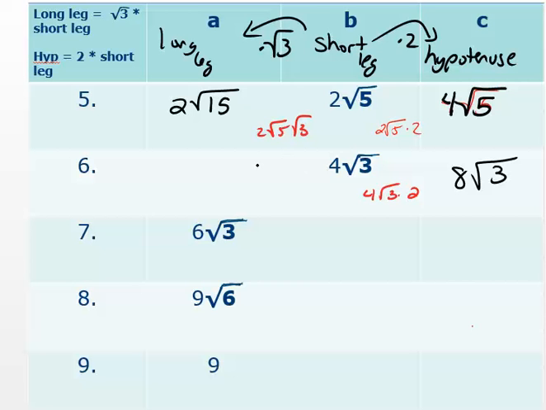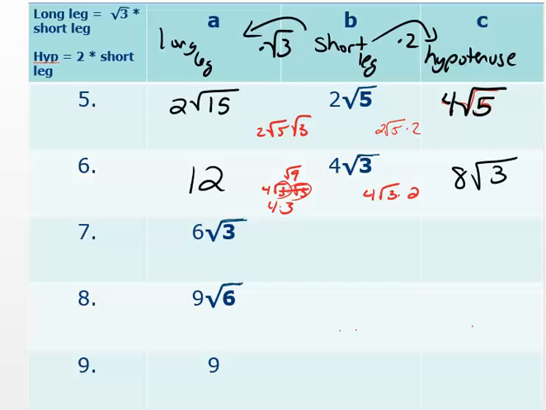To get to the long leg, we're going to take our 4 rad 3 and multiply by rad 3. But rad 3 times rad 3 is rad 9. Square root of 9 is just 3, so 4 times 3 gives us 12.